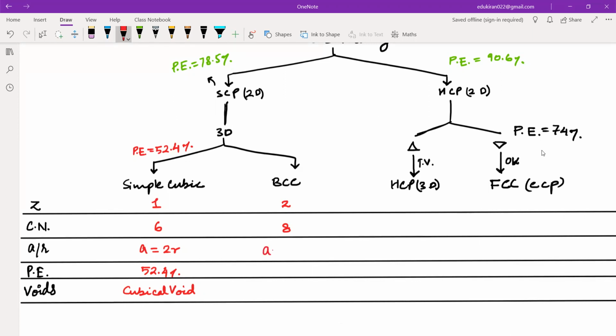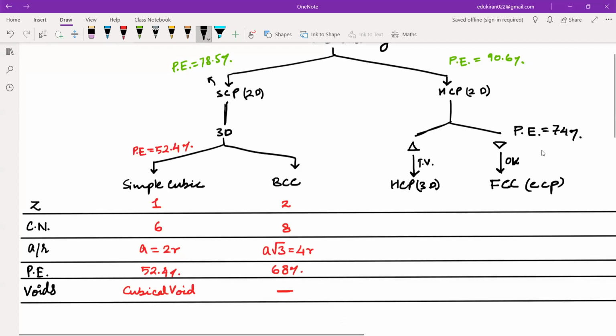ऐसे याद कर लीजिए इसको, A root 3, that is the body diagonal, is equal to 4R, है ना? ठीक है, दोनों ध्यान रहेगा आपको. Like you will have A root 3, that is the body diagonal, and 4R because we have 3 atoms, but essentially we have 4 radiuses. And packing efficiency is equal to how much for BCC? 68%, na? Yeah. And void is, okay, you don't have to remember the void, it is distorted octahedral void, but it is not there in your syllabus.